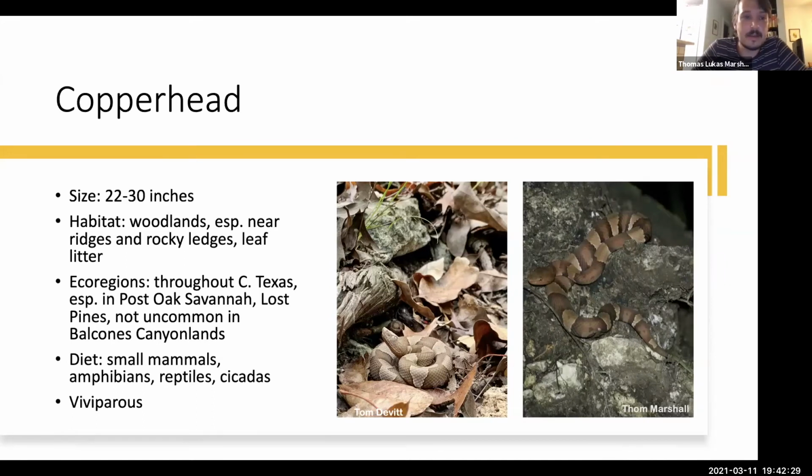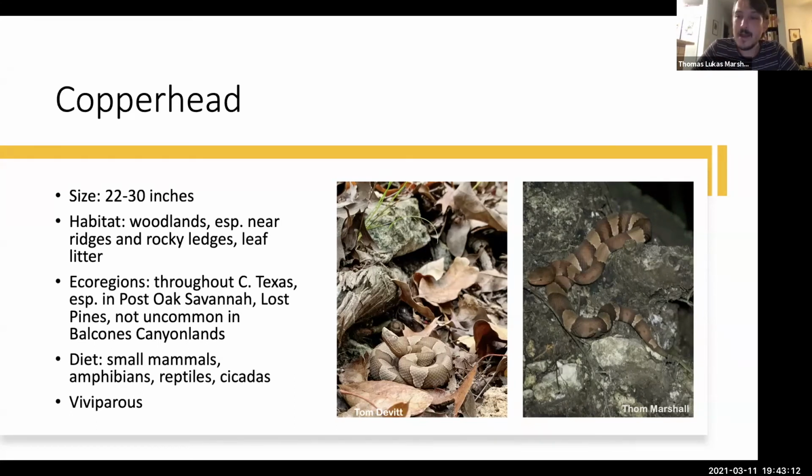So the copperhead is a common snake in parts of central Texas. They inhabit woodlands, especially near features like ridges and rocky ledges, and in places where there's lots of leaf litter, where they blend in quite well. They're especially common to the east of town, in places like the Post Oak Savanna and the Lost Pines region around Bastrop. They're really abundant in those areas. And they're also not uncommon in the oak juniper woodlands that we have in the Balcones Canyonlands to the west of town.